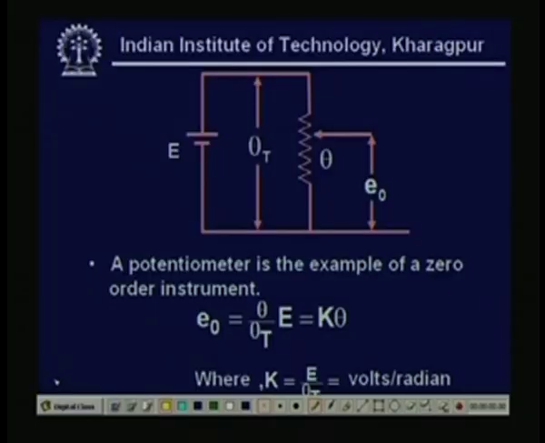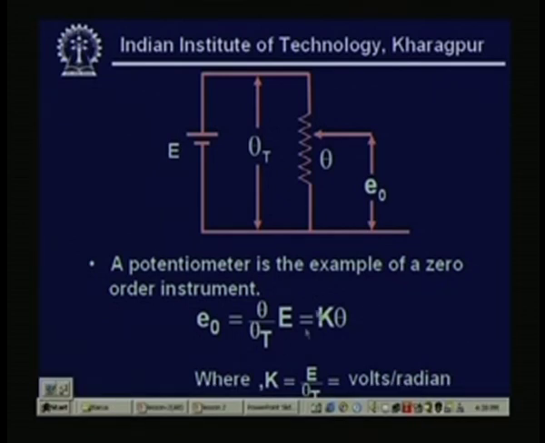If I go back, I can see here that the output voltage is directly proportional to theta. So, E is a function of theta, which can be utilized to make a position sensor, and it is a zero order instrument. So, obviously, there is no phase change or time lag in the input output. Okay. Now, next we will consider a first order instrument.